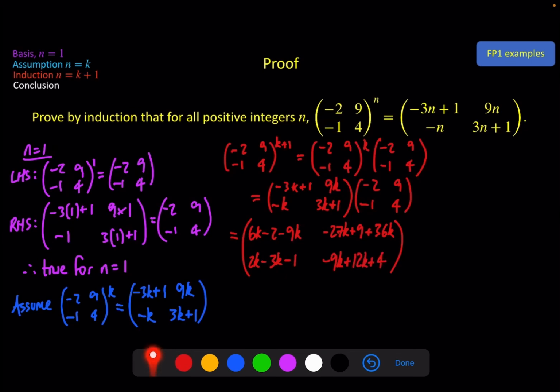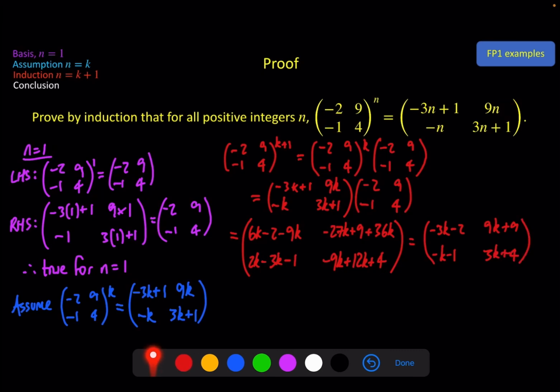Now our job is to get this to look like this, where n is equal to k plus 1. And this does take a little bit of manipulation. Let's tidy this up first. We've got a minus 3k minus 2 here. Over here we've got a 9k plus 9, minus k minus 1, and 3k plus 4.